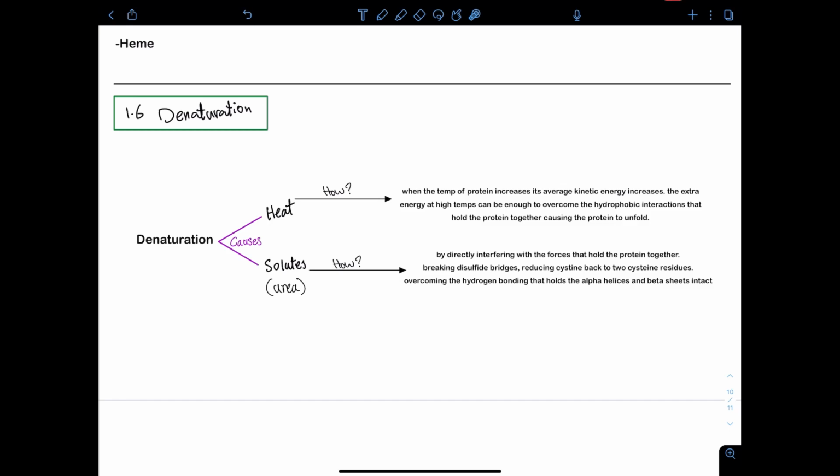And that brings us to the end. That was chapter 1 of Kaplan Biochemistry.